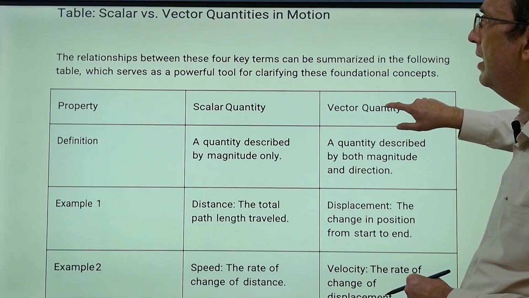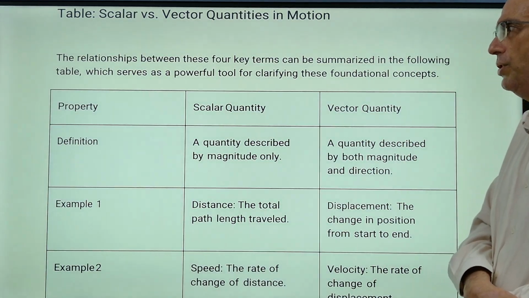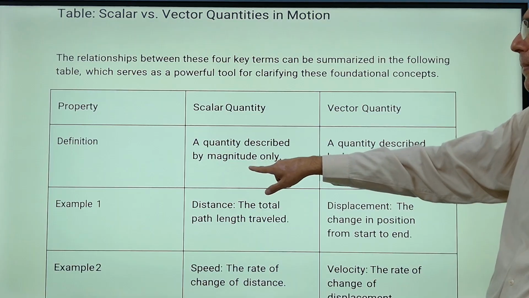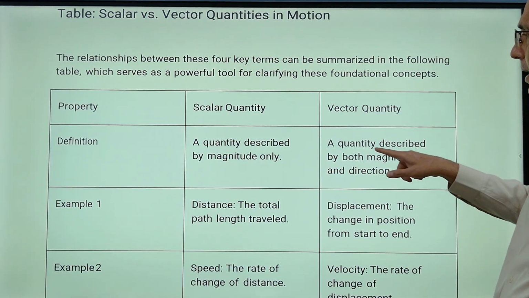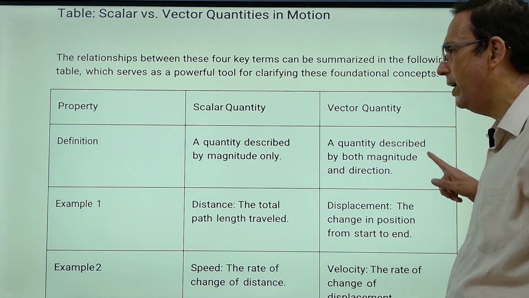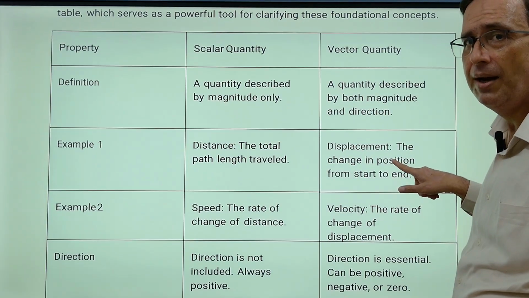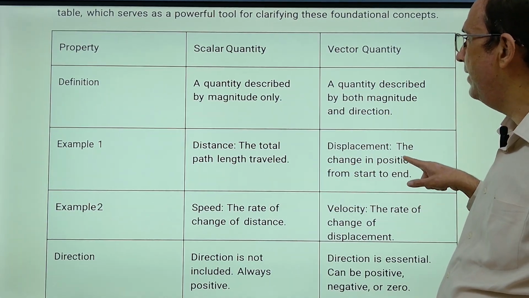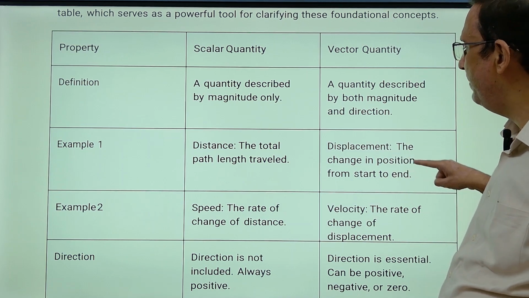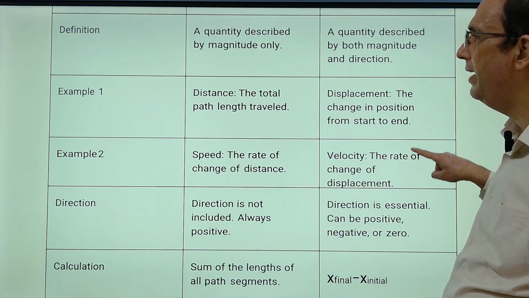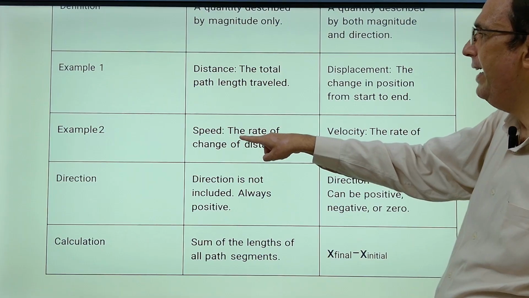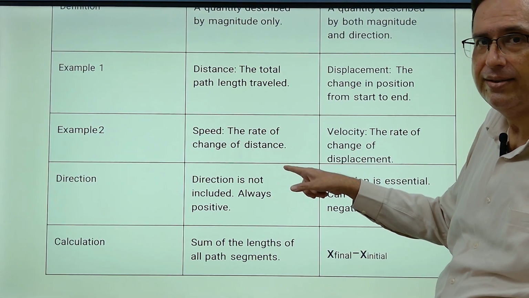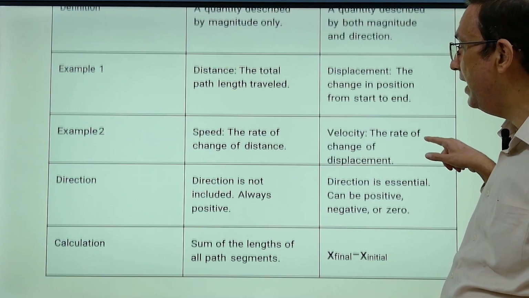So here is a table, scalar versus vector quantity in motion. The definition of a scalar is a quantity described by magnitude only. Vector, a quantity described by both magnitude and direction. Examples are distance, the total path length traveled, and for vector quantity, displacement, the change in position from the start to the end. Similarly, speed is defined as the rate of change of distance, whereas velocity is the rate of change of displacement.